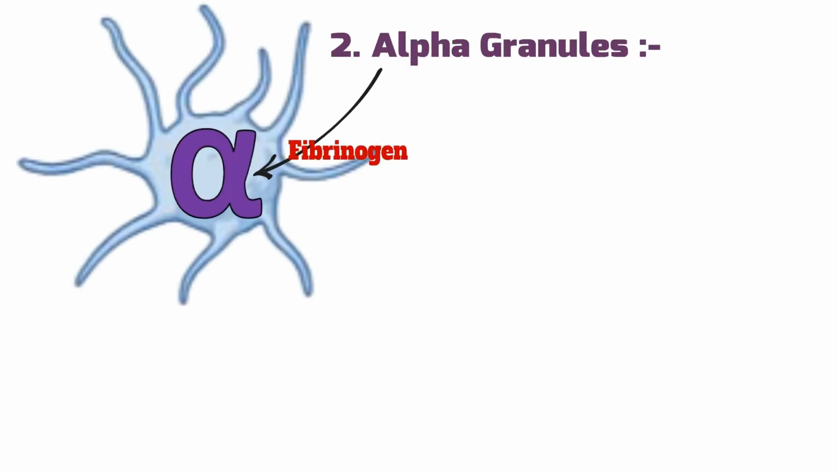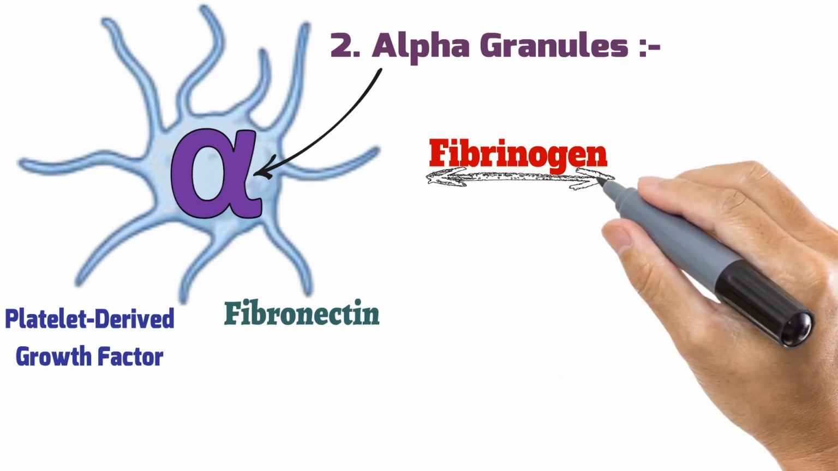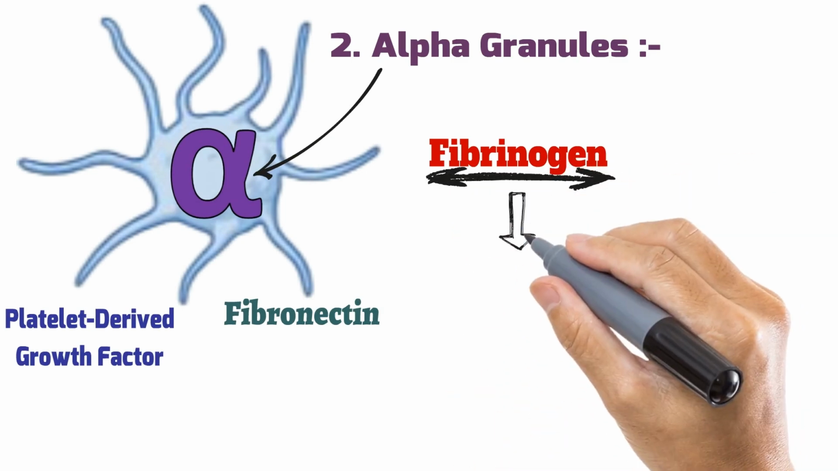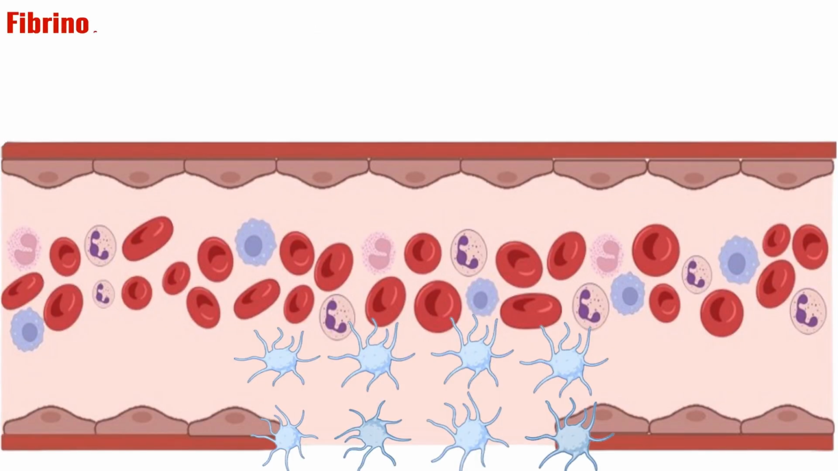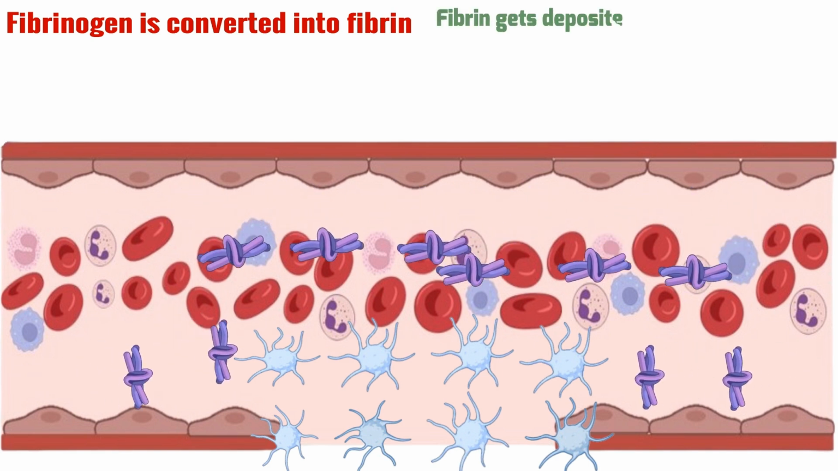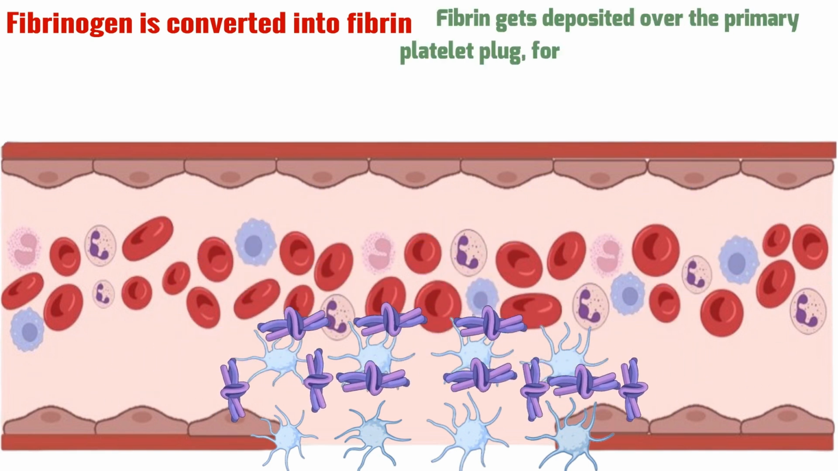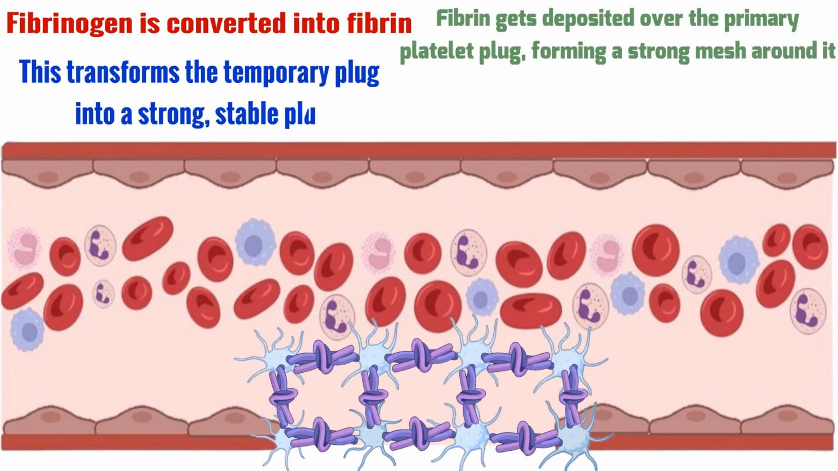Alpha granules release fibrinogen, fibronectin, and platelet-derived growth factor. Here, fibrinogen is the one to focus on. The word fibrinogen comes from the words fibrin generator because it is the precursor of fibrin. Fibrinogen is converted into fibrin and this fibrin gets deposited over the primary platelet plug, forming a strong mesh around it. This transforms the primary platelet plug into a strong, stable plug. Now it is called a secondary platelet plug.